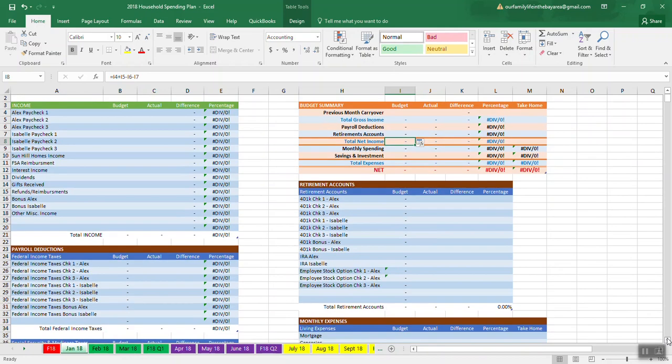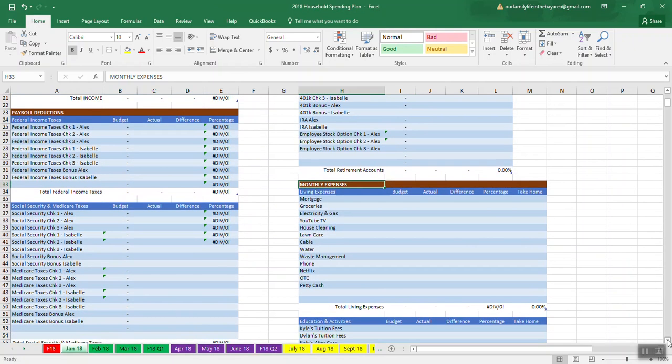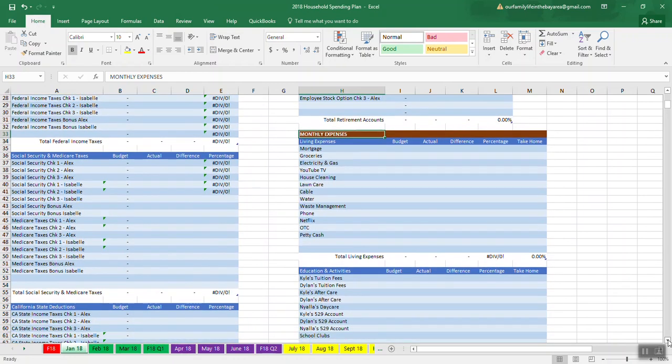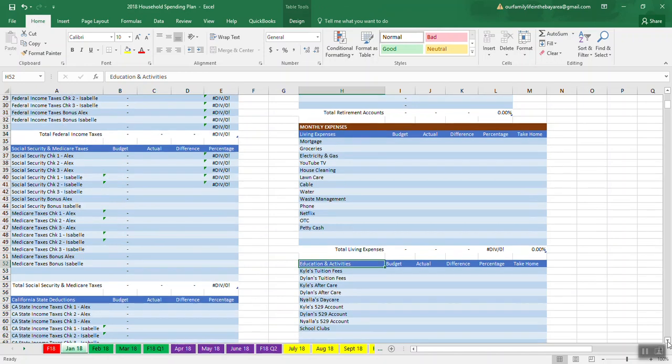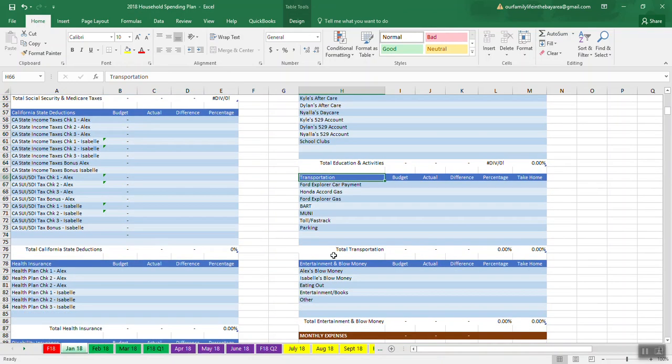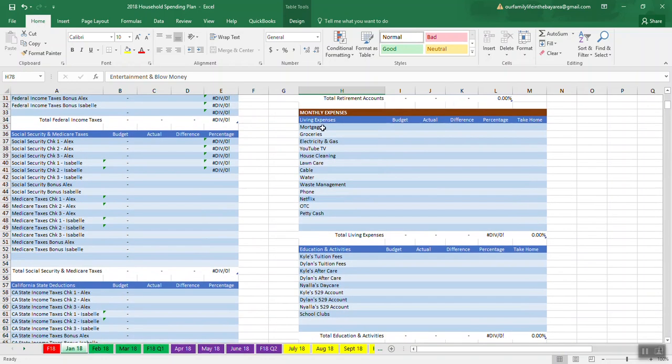Now let's move on to our monthly spending. This one says monthly expenses, but it should be monthly spending. So here, our monthly expenses, we have living expenses, educations and activities, transportation, entertainment, and blow money. So that is our living expenses, our monthly expenses.